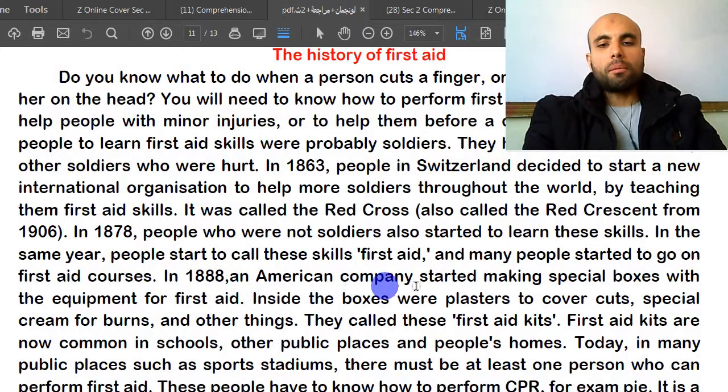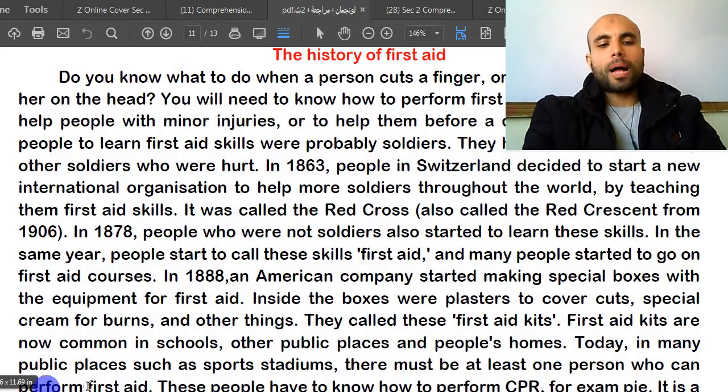In 1888, an American company started making special boxes with the equipment for first aid. Inside the boxes were plasters to cover cuts, a special cream for burns, and other things. They called these first aid kits. First aid kits are now common in schools, other public places, and people's homes.